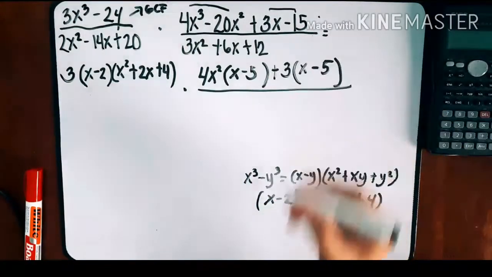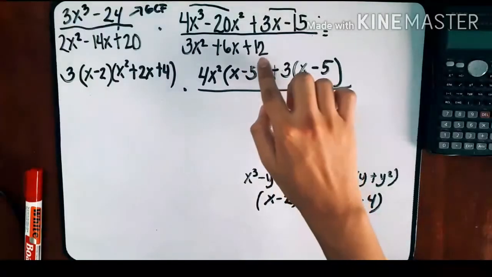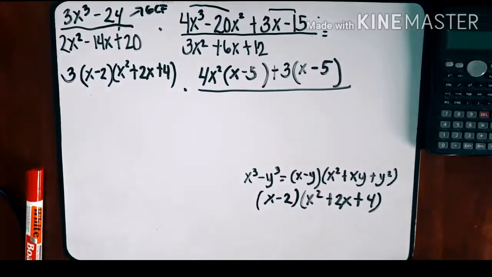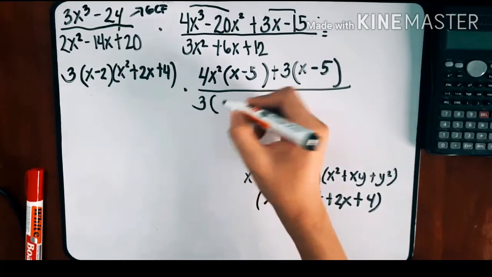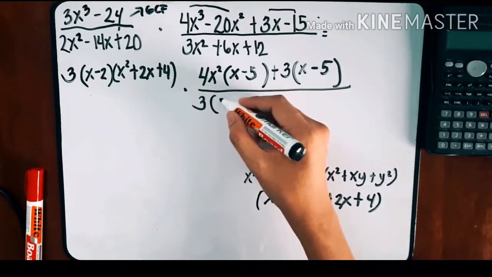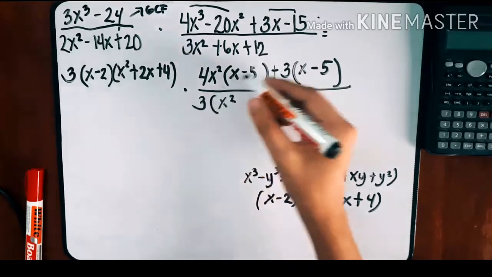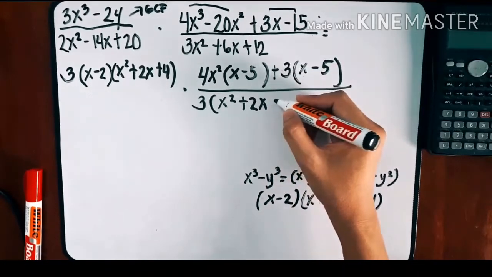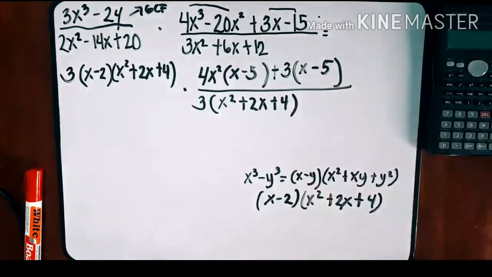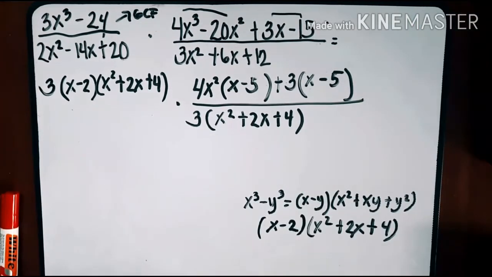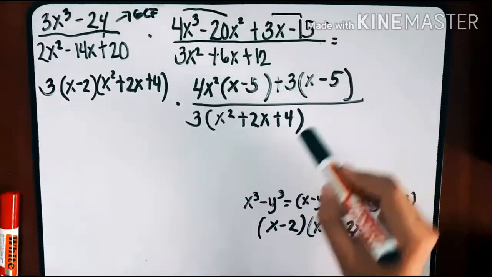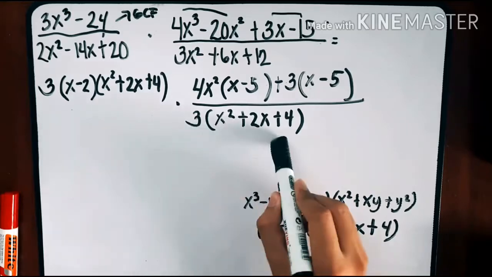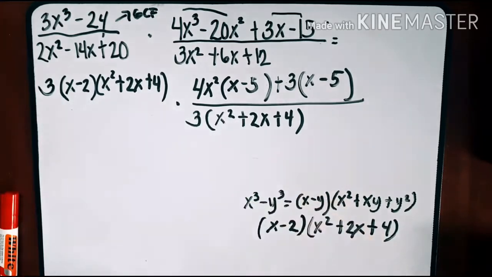How about this? Let's factor it out. We can take the GCF, which is 3, since all are divisible by 3. 3x squared divided by 3 is x squared, 6x divided by 3 is 2x, and 12 divided by 3 is 4. Since we've simplified this, we can see that this is already its simplest form. Even though it's a trinomial, we can no longer factor it.